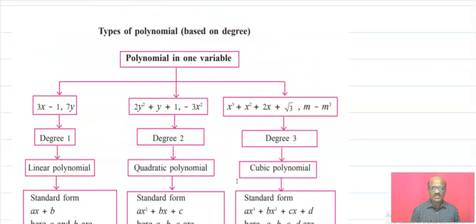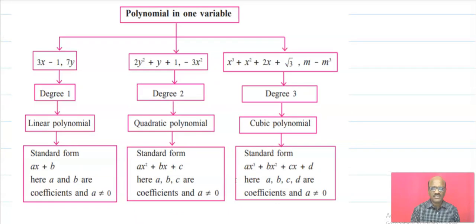These are the polynomials based on the degree. That is a linear polynomial. Quadratic means what? Its degree is 2. Quadratic ची degree 2 असणार आहे. And the cubic polynomial, its degree is 3.